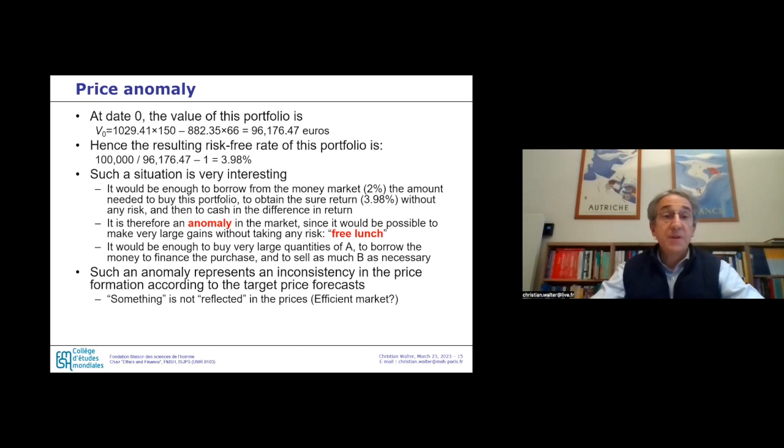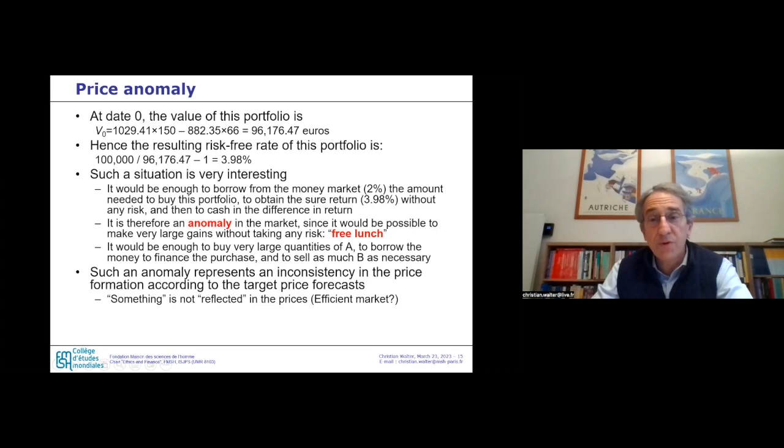That means that it would be enough to borrow from the money markets at 2% the amount needed to buy this portfolio to obtain a new sure return of 3.98% without any risk, and then to cash in the difference in return. This situation is typically an anomaly in the market, since it would be possible to make very large gains without taking any risk. It is called a free lunch in the financial jargon. That means that it would be enough to buy very large quantities of A, to borrow the money to finance the purchase, and to sell as much B as necessary.